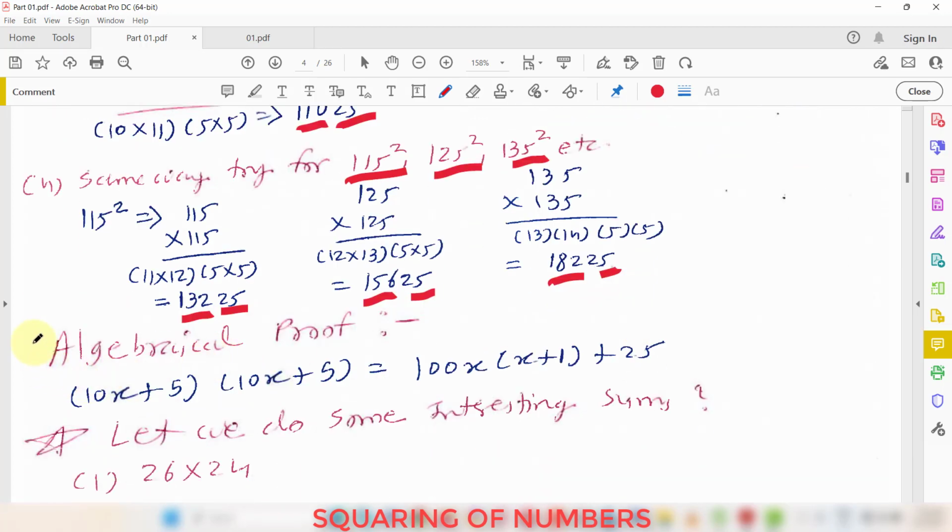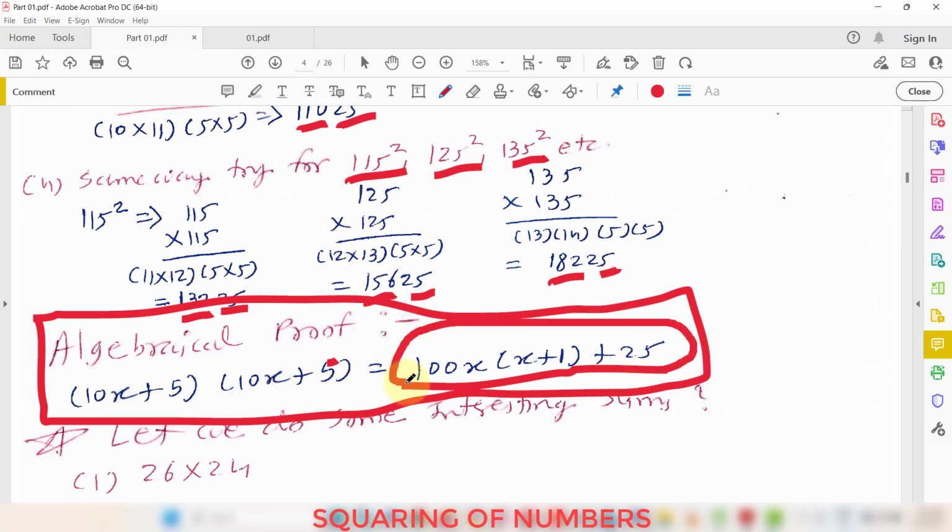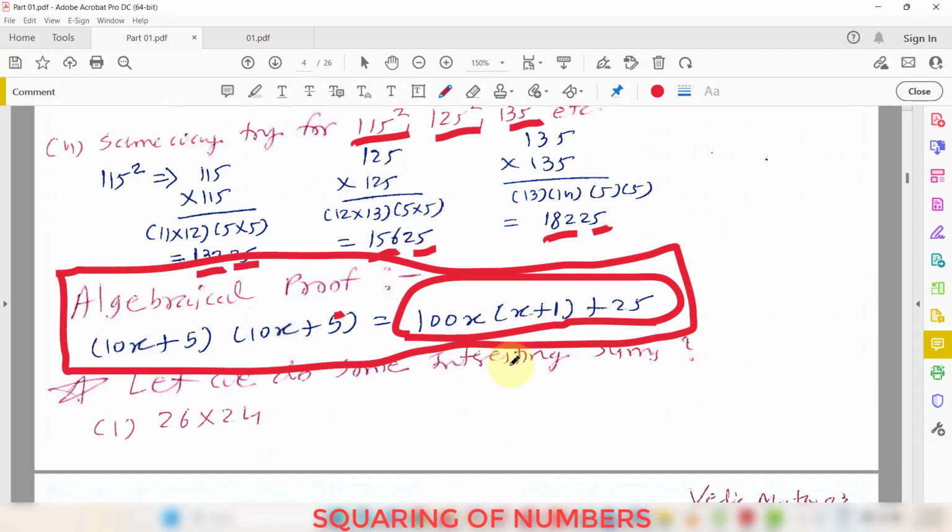So what is the algebraic proof? This is the most important part. What is the algebraic proof behind this technique? This is my algebraic proof: (10x plus 5) in one bracket and (10x plus 5) in the second bracket, because this is your number. So this is our proof: 100x times (x plus 1), plus 25. So this is the concept. In the x you can place whatever number you want.